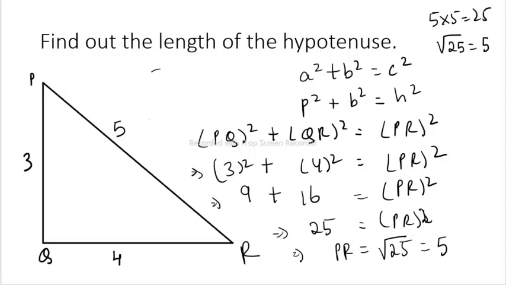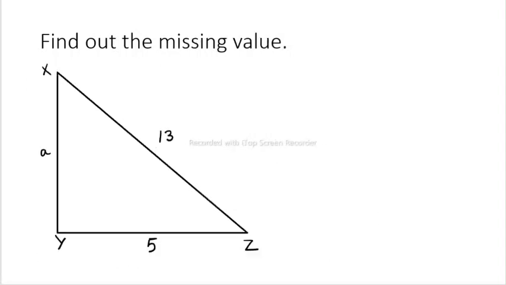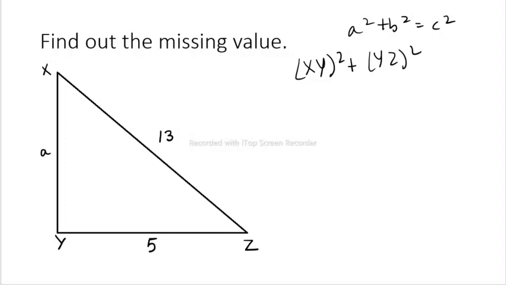Now never forget to put the unit. So let me assume that this is centimeter, then this becomes 5 centimeters. This is your answer. Now let's move on to another question. In this question, they have given you the hypotenuse length. They have given you the base length. You have to find out the perpendicular length. So the same thing, use the same formula, you will get the answer. So here, this is my perpendicular, XY. So XY square plus YZ square is equal to XZ square.